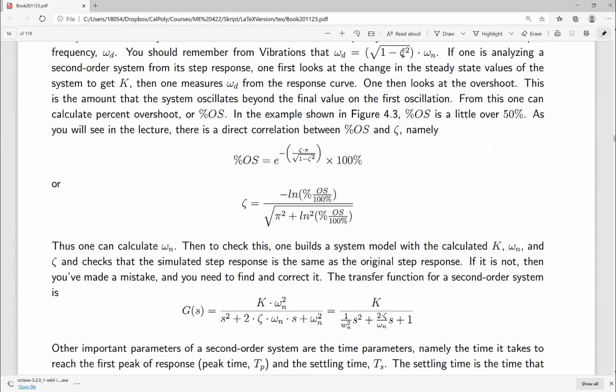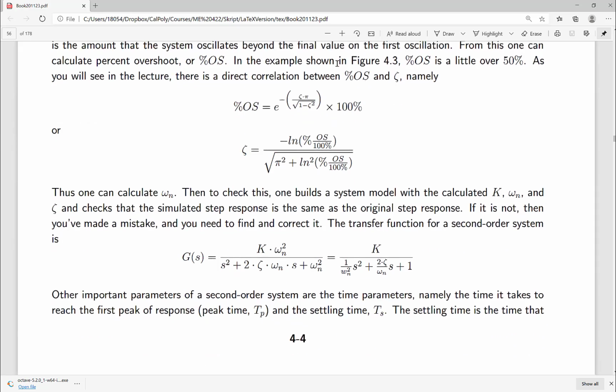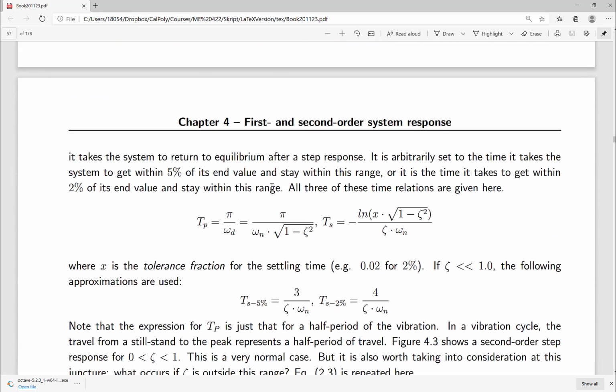And we do know zeta. We figured it out from the overshoot. So I can solve this equation for omega n. I've got to get omega d, though. Now, omega d, as we talked about before, if we look down at the peak time has this relationship right here.